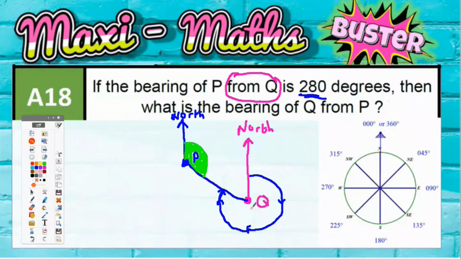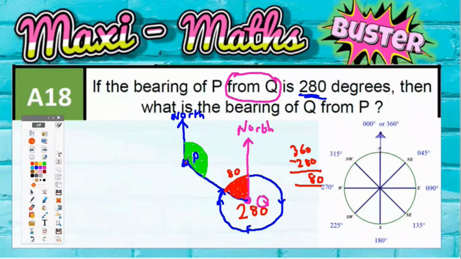So we've already known from the question that this reflex angle here is 280 degrees, which means this angle here in red would complete the full circle to take you up to 360. So if you take 280 off of 360, you're going to be left with 80 degrees. So that red angle there is 80.